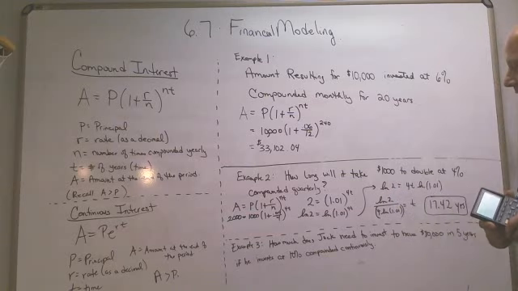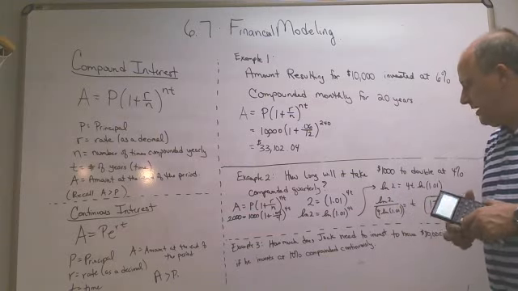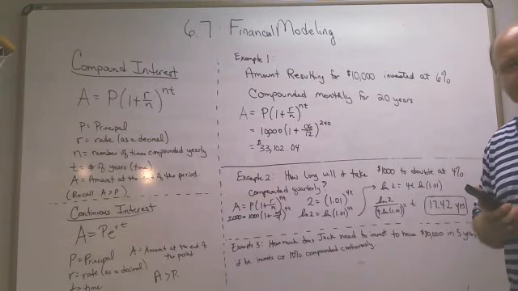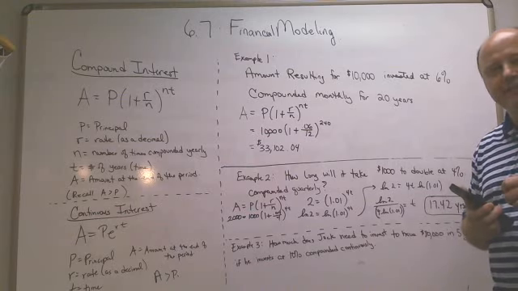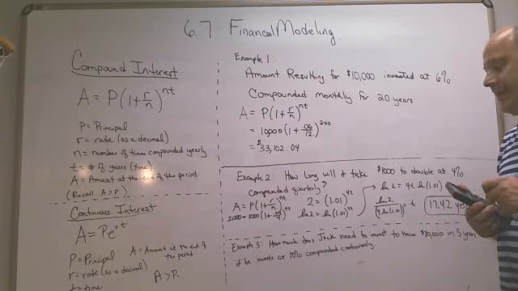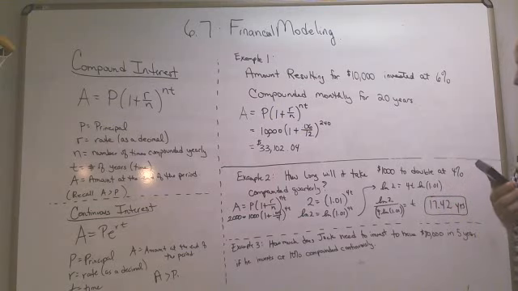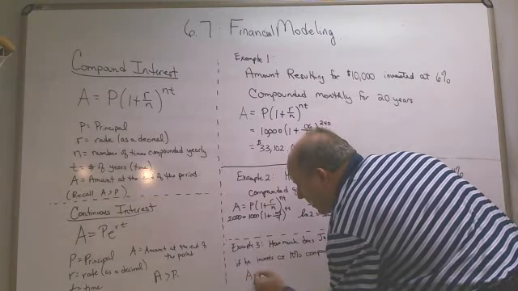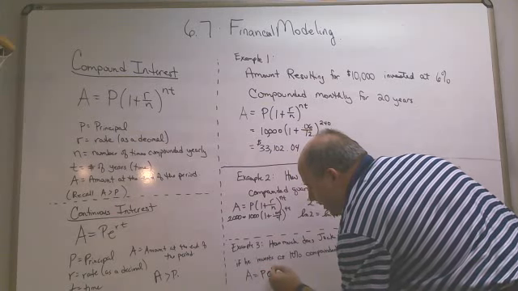So in example 3, how much money does Jack need to invest to have $80,000 in 5 years? So he needs $80,000 in 5 years. How much should he put in the bank now? How much does he need now? The rate is 10% compounded continuously. So this one is A equals P times e raised to the rt power.